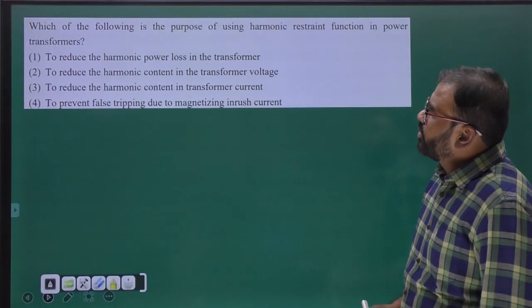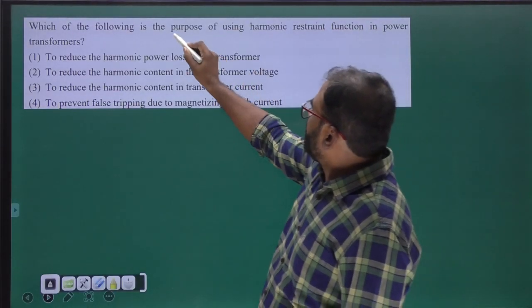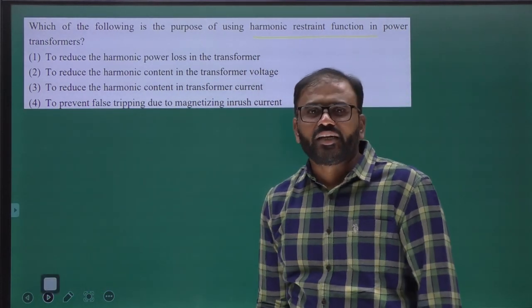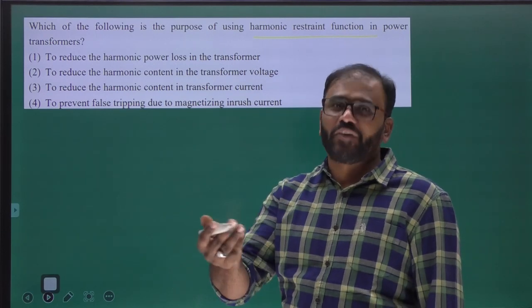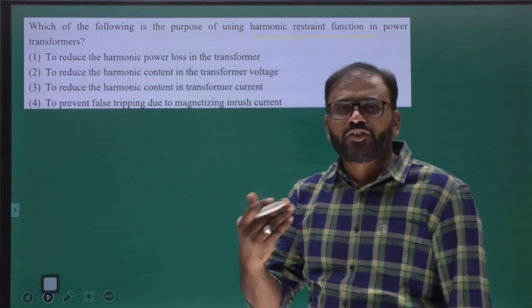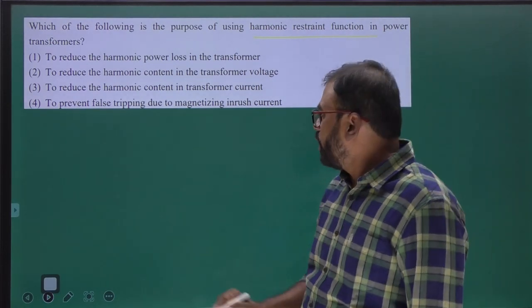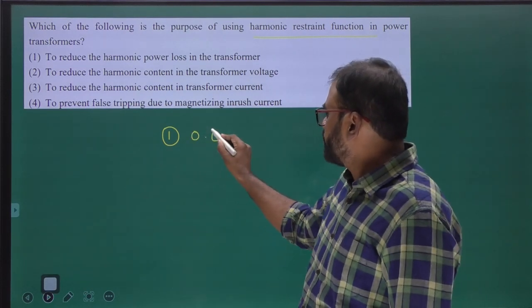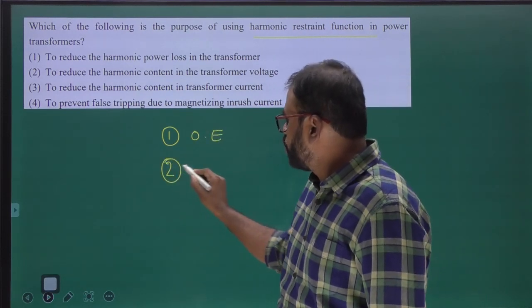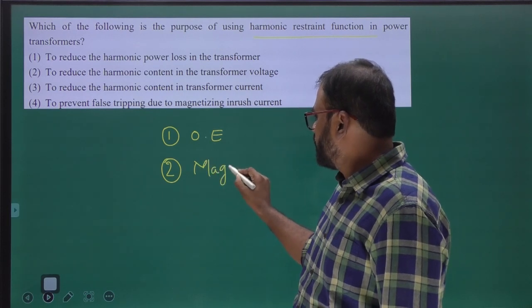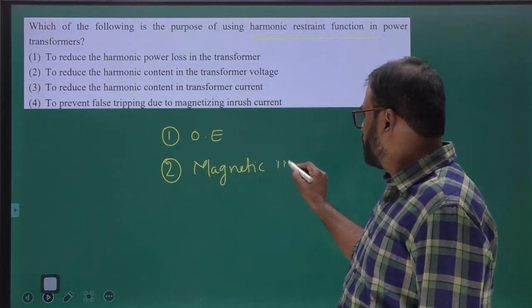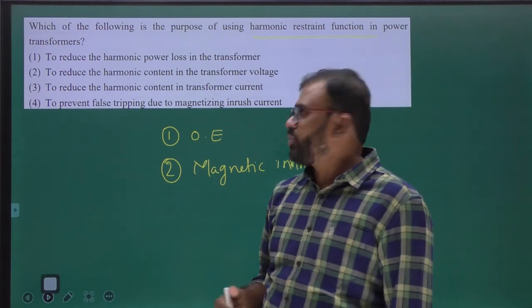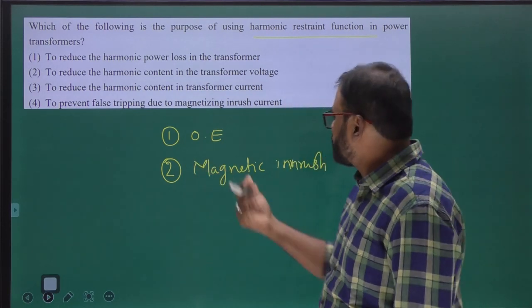Now we'll move on to the next question. See, this question is asking which of the following is the purpose of the harmonic restraint function in power transformers. Generally, to protect the power transformer, we use differential protection. But differential protection may maloperate due to overexcited operation, and the second one is due to magnetic inrush currents. Clear? So we need to avoid the maloperation of differential protection due to overexcited operation as well as magnetic inrush.